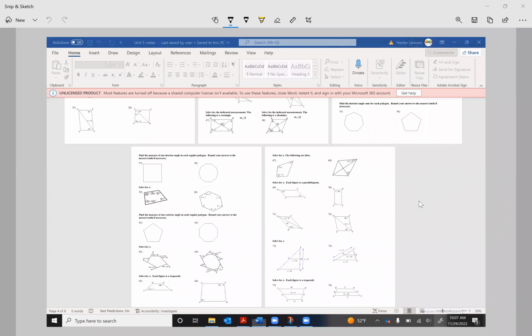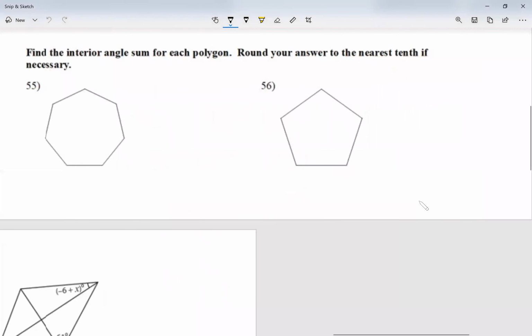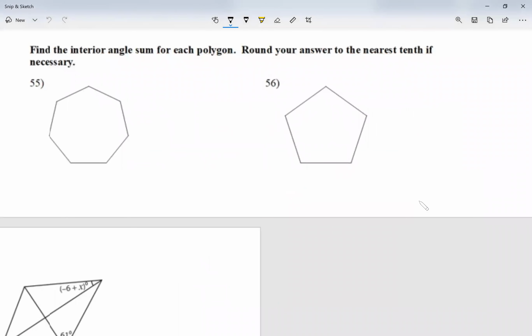Okay, so we're going to start reviewing for the unit test. Today I'm working 55 through 68. Okay, so a few pages that we're going to work. So find the interior angle sum for each polygon. Okay, so what I'm asking here is basically find how much do the angles on the inside add up to.